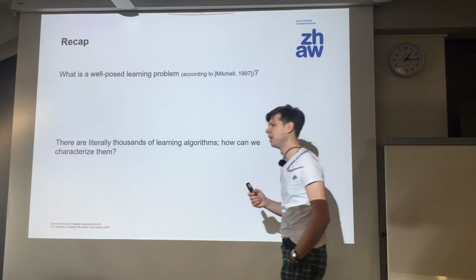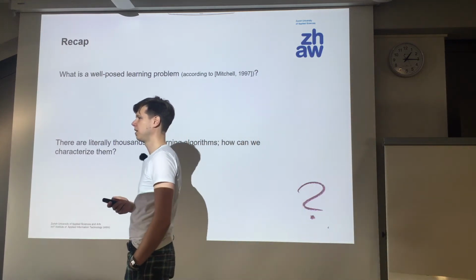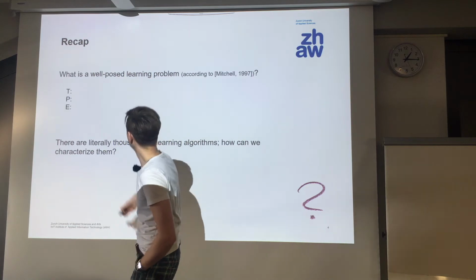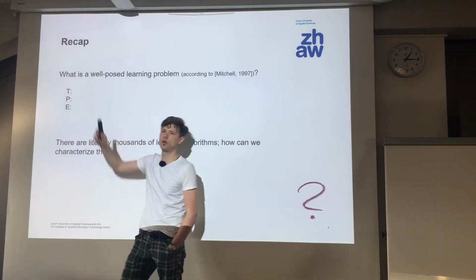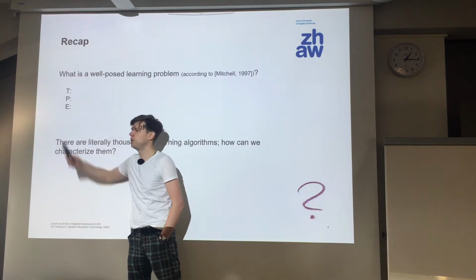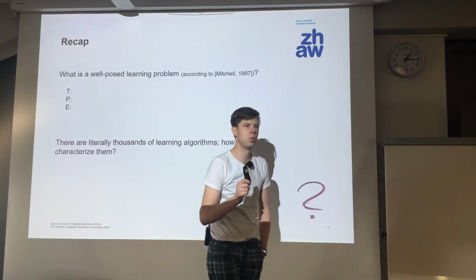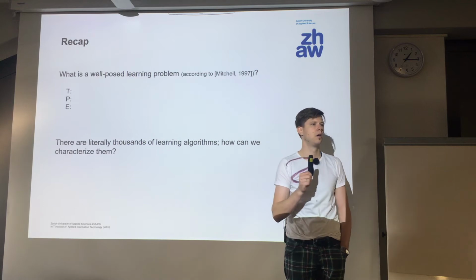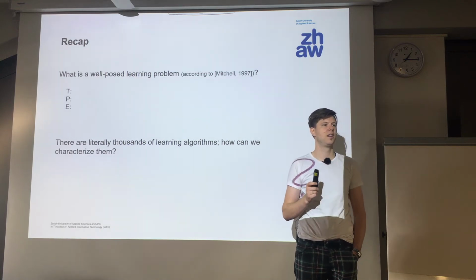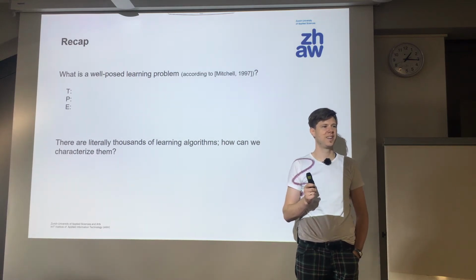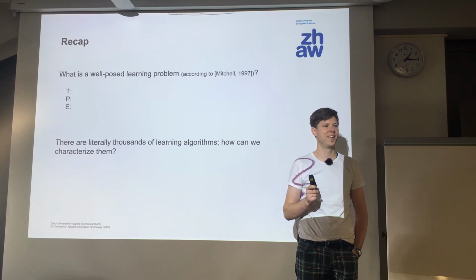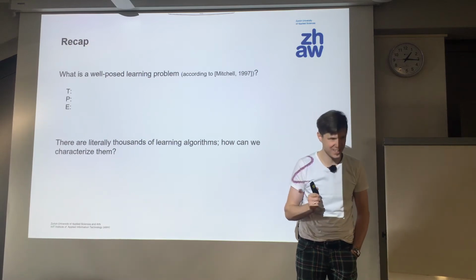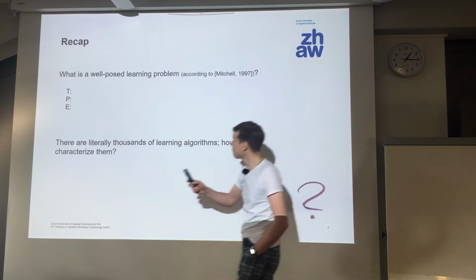Yes? Task, performance measure, and experience. Exactly. T for task, P for performance measure, and E for experience. Can you remember what he means by these things? A learning problem can be defined as a problem of improving some measure of performance when executing some tasks through some type of training experience. That's the definition, exactly. We took notes.